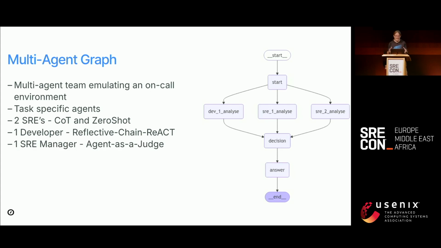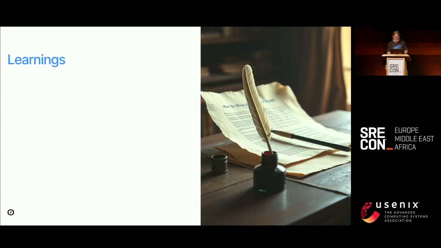We have an SRE manager who is an agent as a judge and basically takes the input from the 2 SREs and the developer and then makes a call as to whether that commit caused the stack trace. Above that, we have an incident manager whose job is literally to take the answer from the SRE manager, format it so we get a nice clean JSON output. So that's currently where we are at the moment.